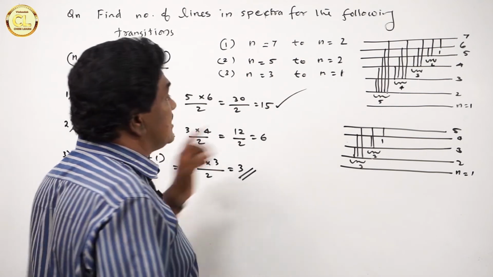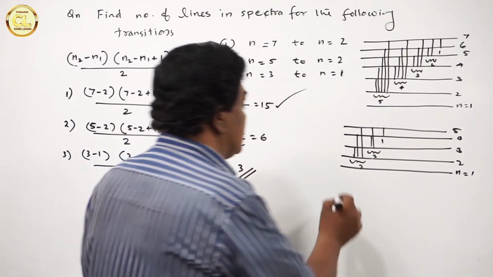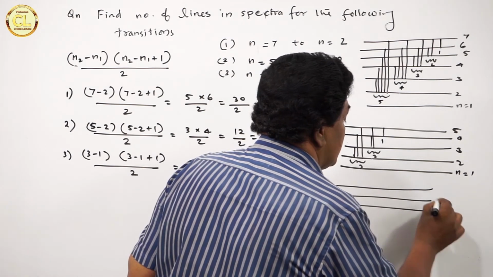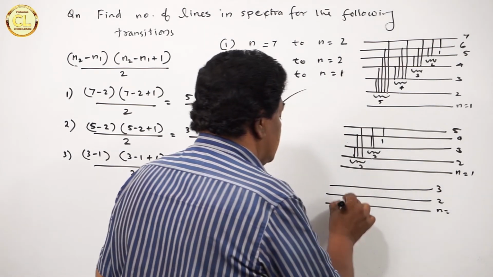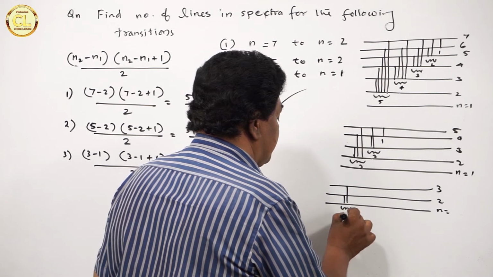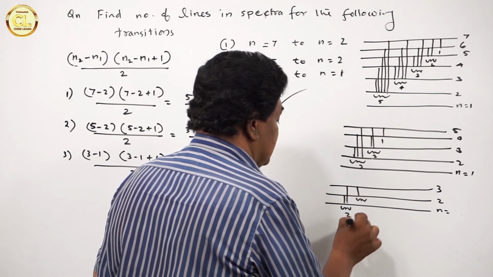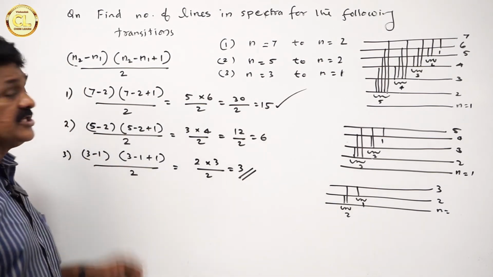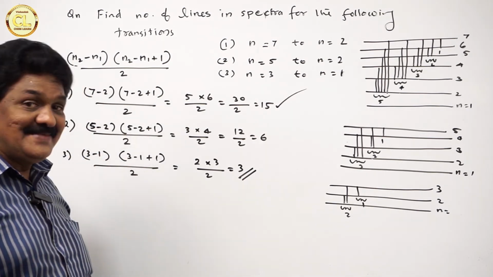See, let us check for this transition, that is n is equal to 3 to n is equal to 1. See, this is n is equal to 1, 2, 3. There are 2 lines here. There is 1 line here. So, there are 3 lines for the transition from n is equal to 3 to n is equal to 1. That's all.